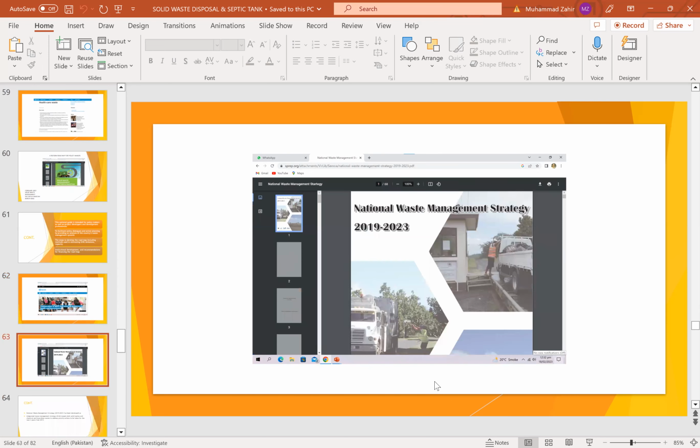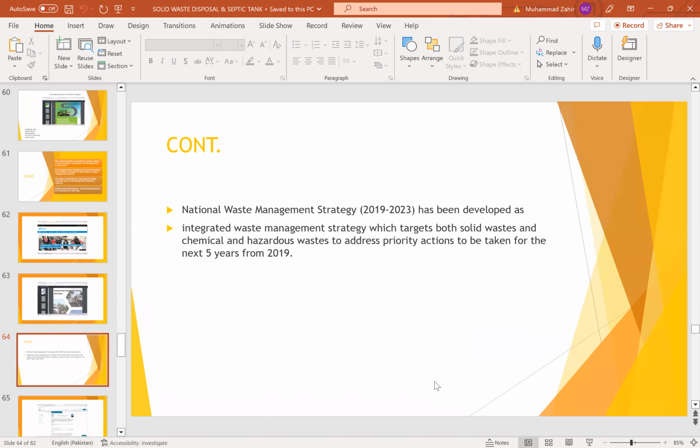The National Waste Management Strategy 2019 to 23 has been developed as an integrated waste management strategy, which targets both solid waste and chemical and hazardous waste to address priority actions to be taken for the next 5 years till 2023.